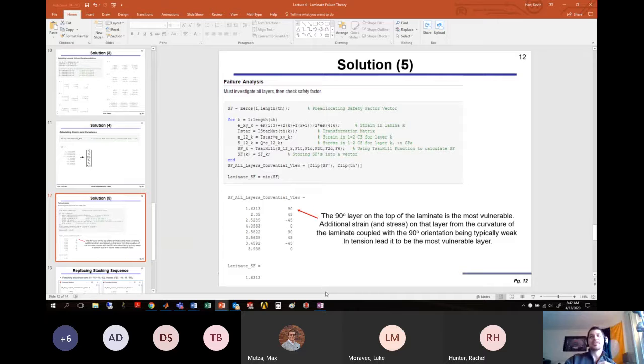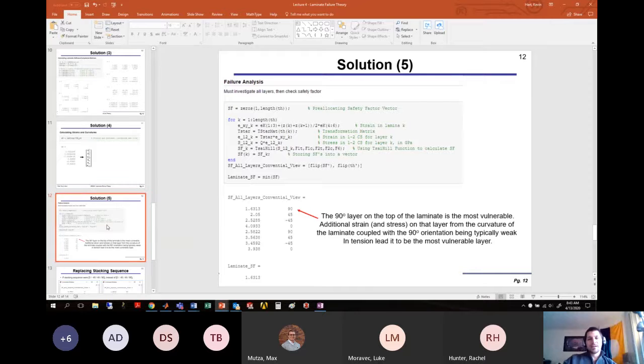So let's talk about maybe why that would be. This 90-degree layer on the top of the laminate is the most vulnerable. It has the lowest safety factor. So additional strain and stresses on that layer from curvature of the laminate, coupled with the 90-degree orientation being weak, tend to make it the one in the most trouble. If we thought about a laminate that had many layers on top of it, and we put some curvature on it and loaded it, if there's a 90-degree layer on the top, that guy is really vulnerable. And that's because there's going to be a lot of strain in that layer because he's very far from the midplane.